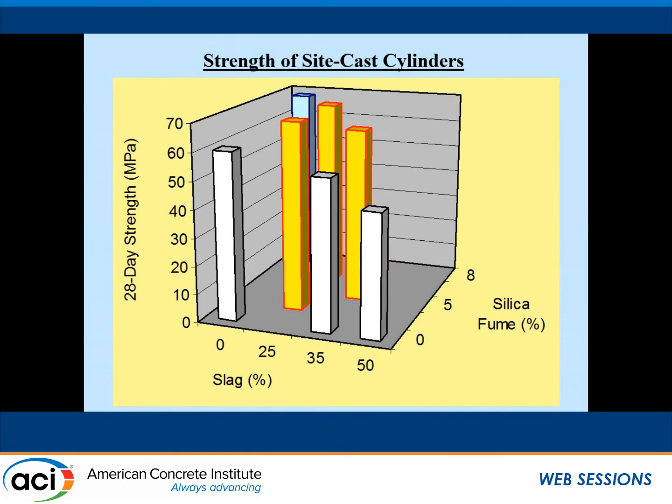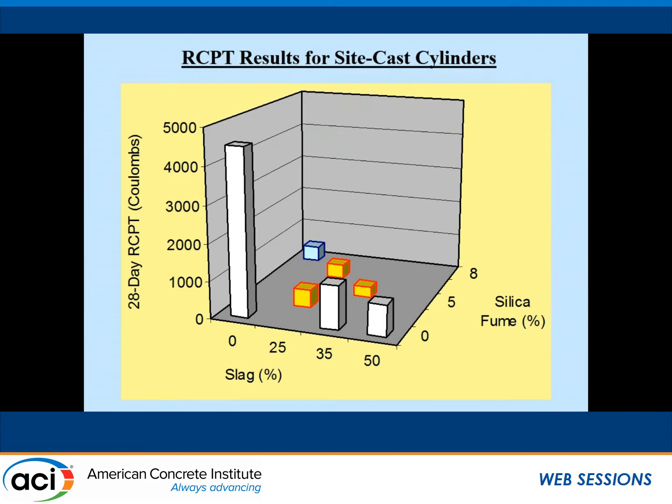Just to show you some of the data, these are 3D plots, the yellow bars of the ternary mixes there. You can see with the straight binary mixes with just slag, we're seeing a little bit of a reduction in strength at 28 days. But in the ternary mixes, the silica fume is really helping us compensate for some of that early age strength loss.